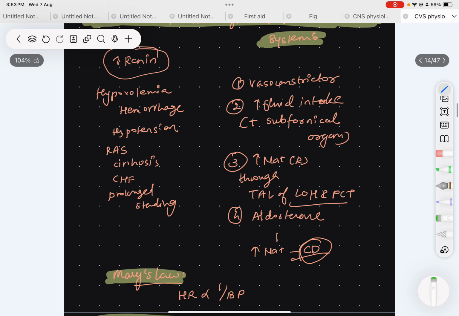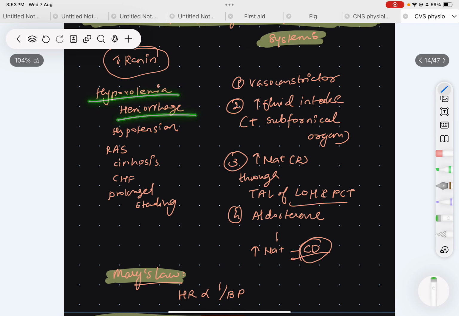First, what are the stimulators? So any hypovolemia, hemorrhage, hypotension, renal artery stenosis, then cirrhosis, congestive heart failure, any condition in which your body tissue is not getting enough blood supply due to either loss of blood, as seen in hypovolemia, hypotension, hemorrhage, or in conditions like cirrhosis, where the blood will be more like in ascites, and there will be less blood in the actual blood vessel.